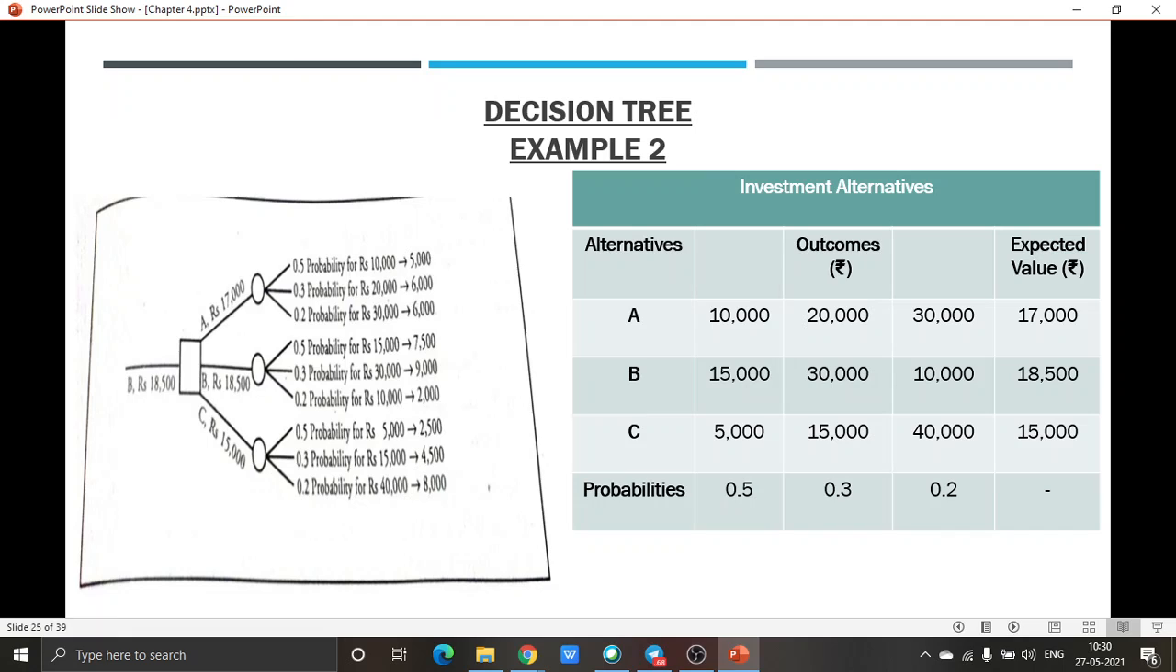Now the following information has been provided. What we can observe from this table is that if the investor is investing in alternative A, his chances of getting a return of 10,000 are 0.5 or 50%, whereas the chance is 30% for getting double the return.